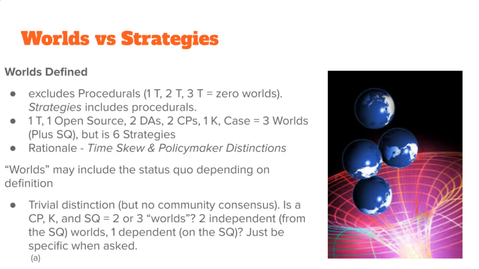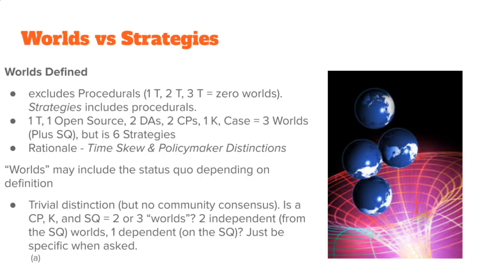Let's talk about worlds versus strategies. So, conditionality in a nutshell. First of all, you have to count up the number of strategies you might have in a 1NC, and then count up the number of worlds you might have in a 1NC.